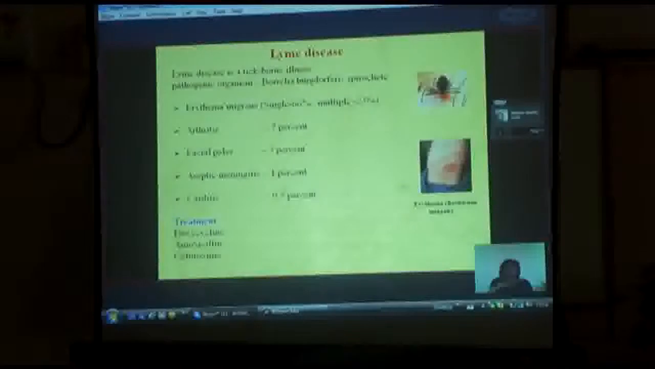Lyme disease, which is due to tick-borne illness. The organism is the spirochete Borrelia burgdorferi. The classic skin rash is erythema chronicum migrans. Commonly, this is single, or it can be multiple in some cases, depending on the number of tick bites. Arthritis is seen in 7%. They can present with facial palsy or aseptic meningitis. Carditis is rare. Treatment is with antibiotics.